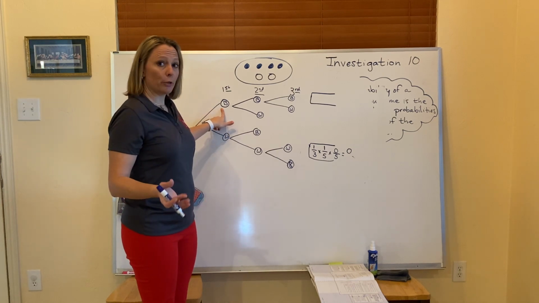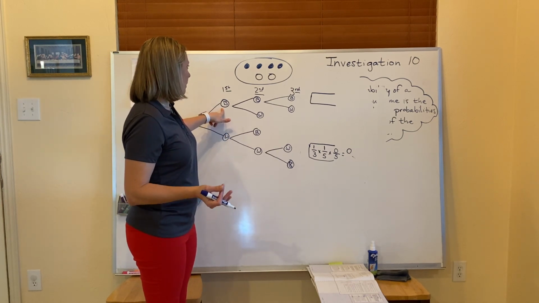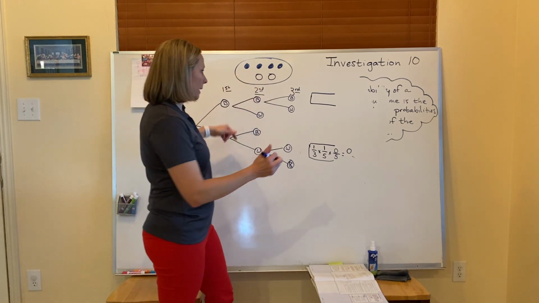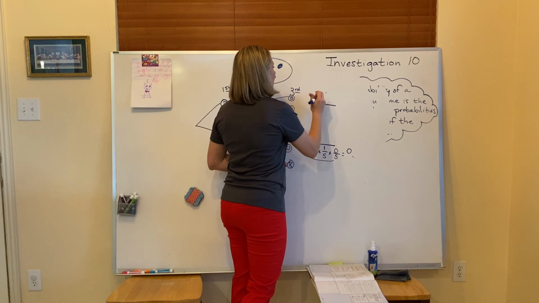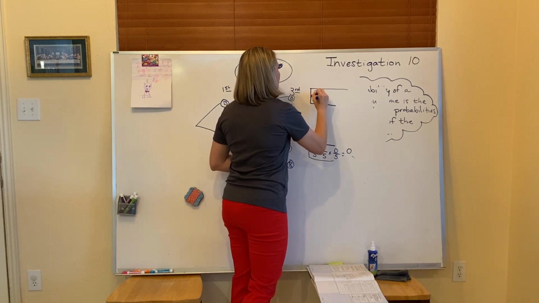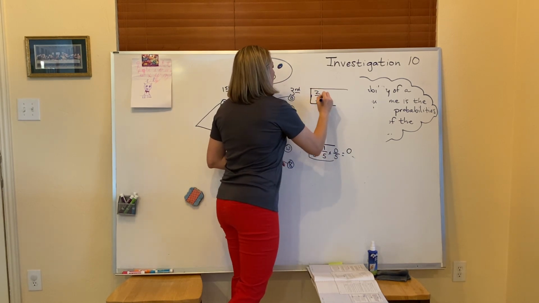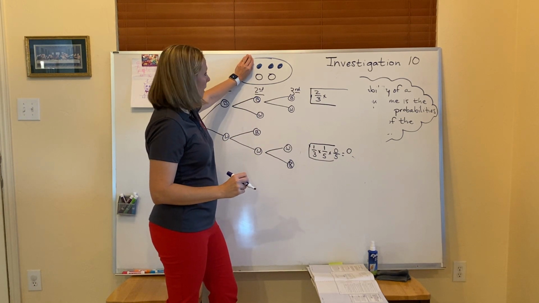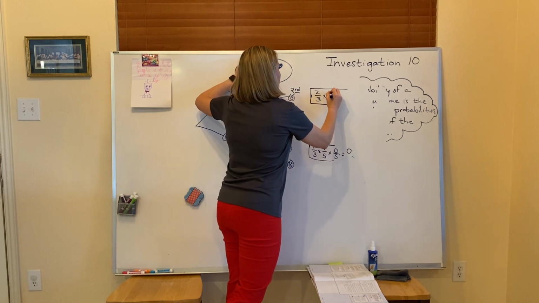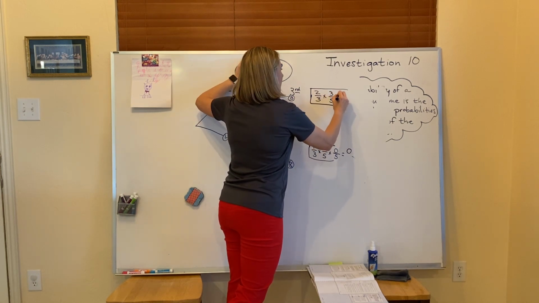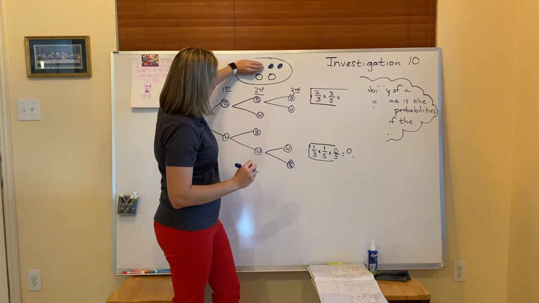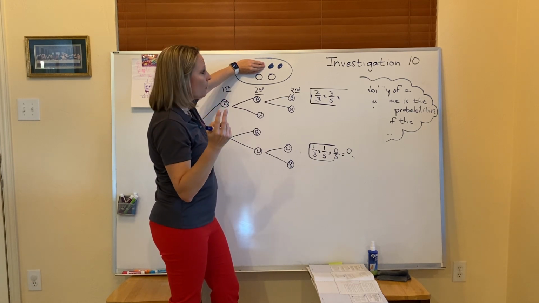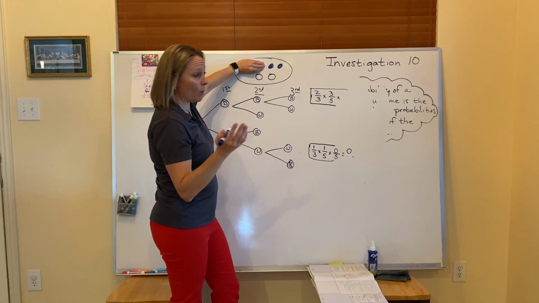What about drawing 3 blues? So our first draw of a blue, we have a 2/3 probability of drawing a blue. I feel like I need to write this a little bigger. Our second draw, we have 5 marbles left and 3 are blue. So we have a 3/5 probability of drawing a blue. Our third draw, we have 2 blue marbles left out of 4, which is 1/2.